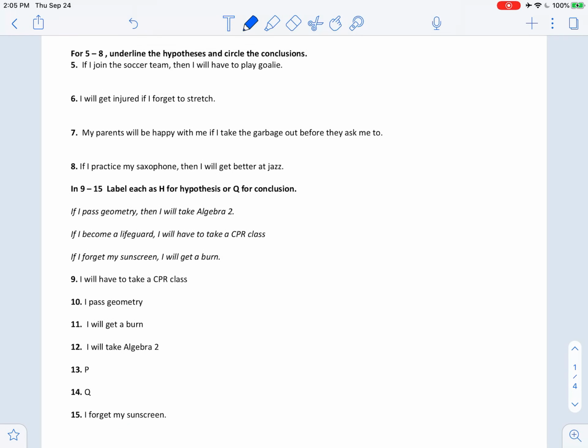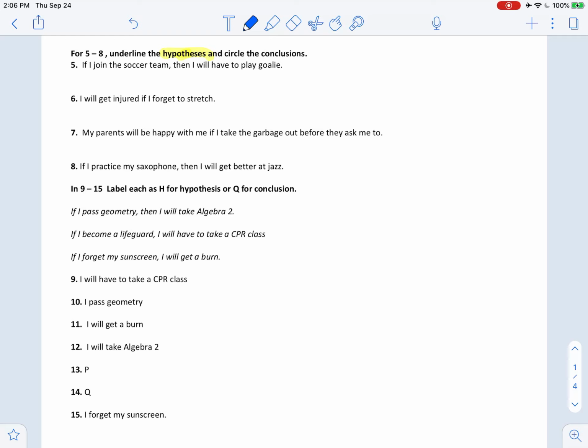All right, we're going to talk about hypotheses and conclusions now. So again, our quiz is tomorrow. Make sure you have your conditional, converse, inverse, contrapositive all memorized for tomorrow. Make sure you have the symbols memorized as well. And now I'm going to underline the hypotheses and circle the conclusions.